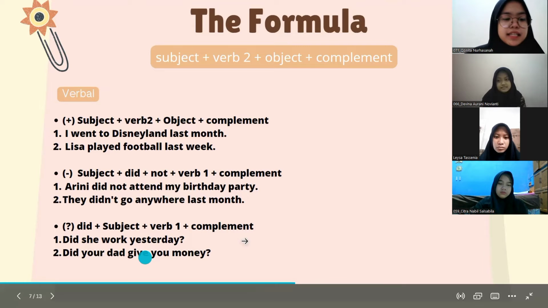And then the last is interrogative. So it's almost the same as a nominal sentence. You put to be first in the beginning.